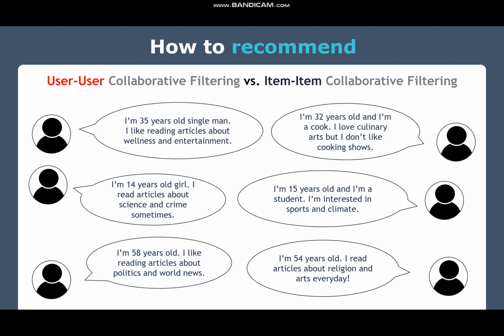Now let's move on to how to recommend. There are two main ways to make recommendations. We can use user and user collaborative filtering or item and item collaborative filtering. Everyone has their own taste for articles, and it is really abstract and inconsistent. The tastes for news articles are usually not based on some specific numerical data like height, age, or something like that.